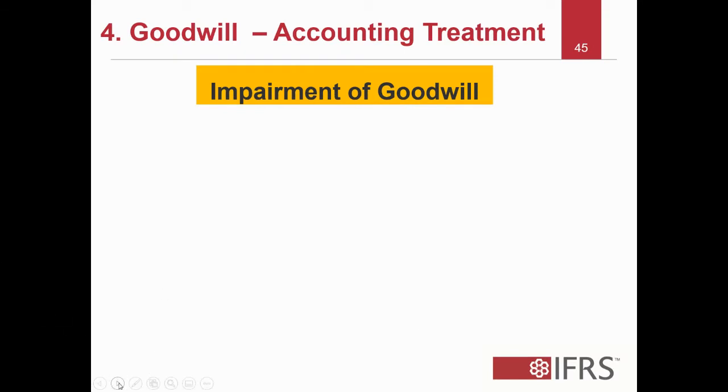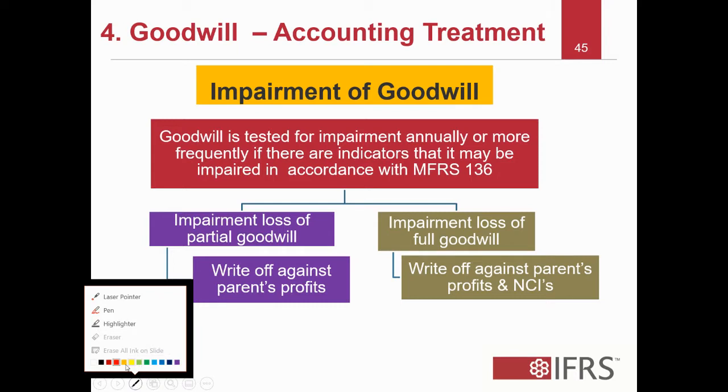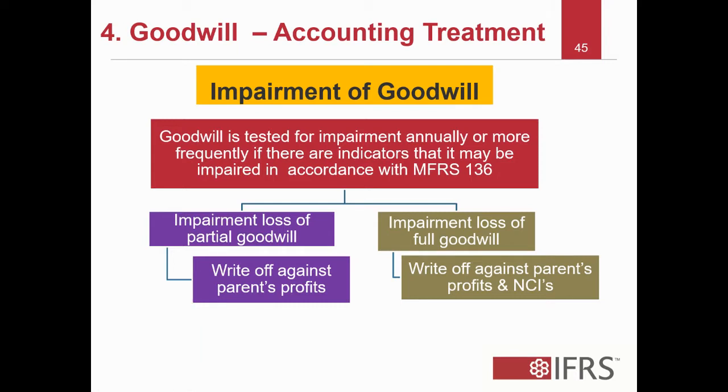And somehow the standards mention that goodwill must be tested for impairment. If the goodwill is being tested for impairment, it has to be tested for impairment annually, or more frequently if there are indicators that show that the goodwill may have been impaired.